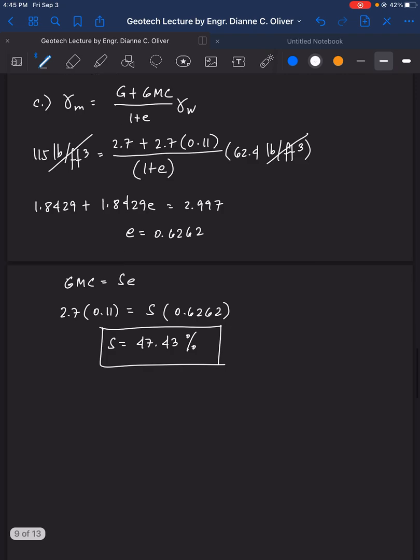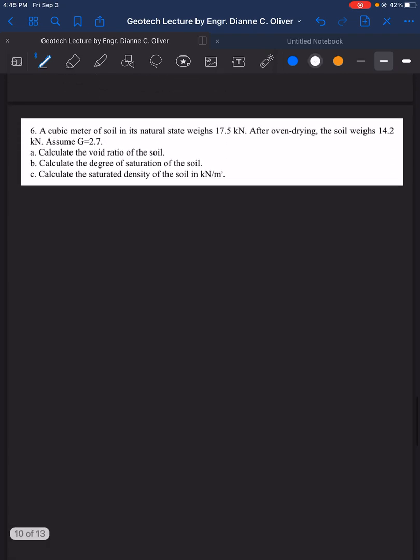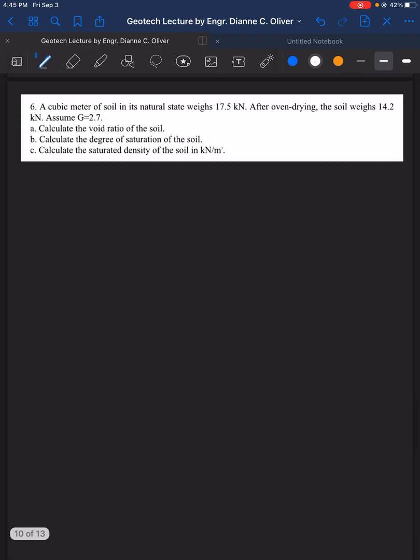Okay, now let's go to number 6. For number 6, we have a cubic meter of soil in its natural state weighs 17.5 kilonewton. After oven drying, the soil weighs 14.2 kilonewton. Assume specific gravity as 2.7. Calculate the void ratio of the soil.